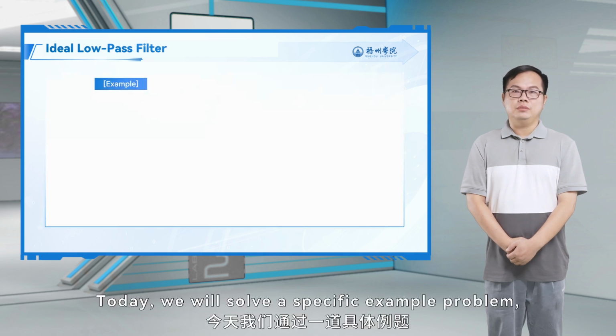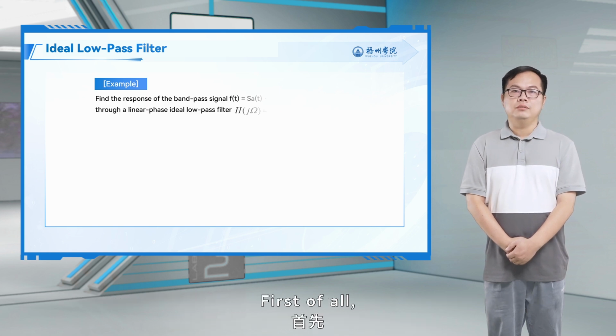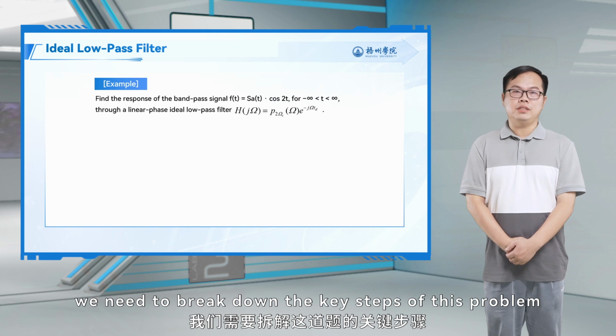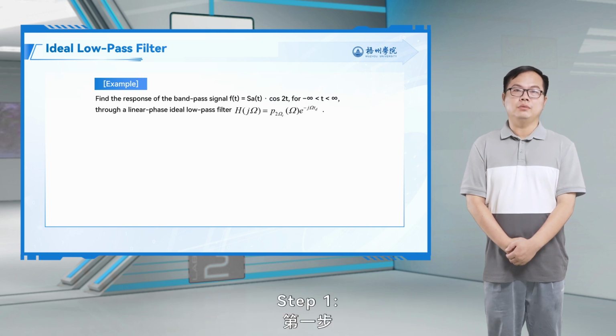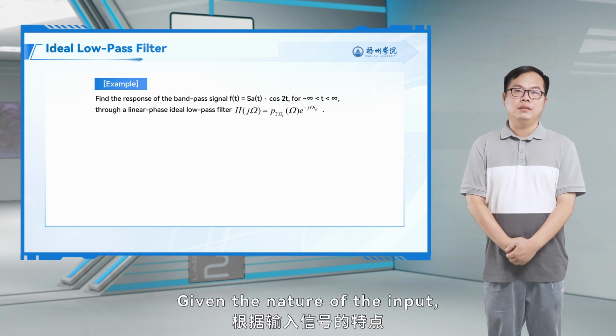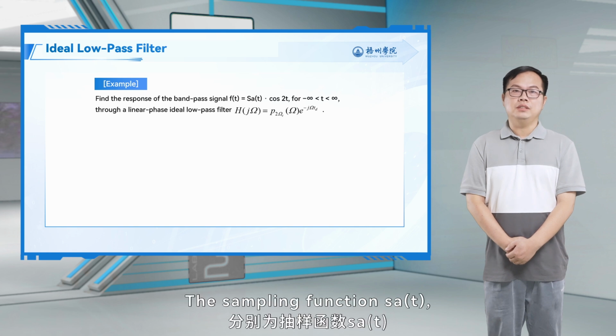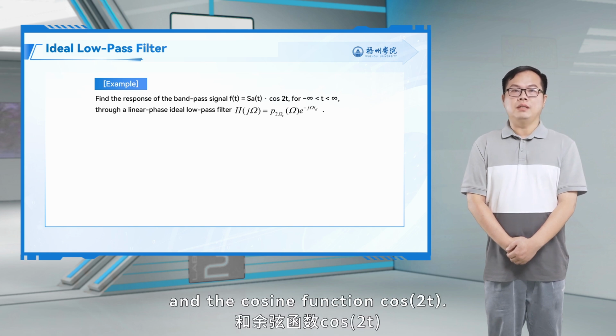Today we will solve a specific example problem, understanding how an ideal low-pass selects signals. First of all, we need to break down the key steps of this problem. Step 1. Analyze the frequency components of the input signal. Given the nature of the input, it consists of two parts: the sampling function Sa(t) and the cosine function cos(2t).